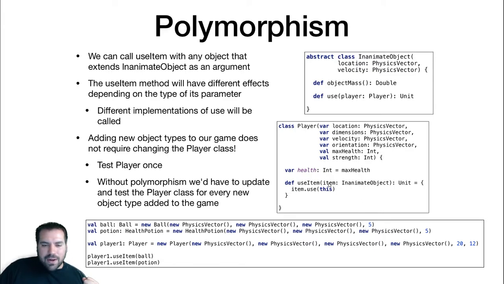So we have an item. It happens to be storing a ball, but we're storing it in a variable of type inanimate object. So we can only access inanimate object specific functionality, but we're able to have just one method to handle any inanimate object of any type that extends inanimate object. And recall that inanimate object has a use method that takes a player as its parameter.